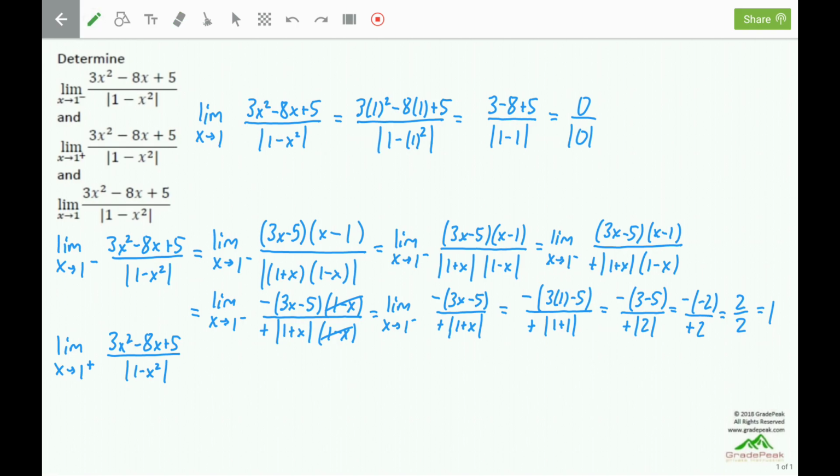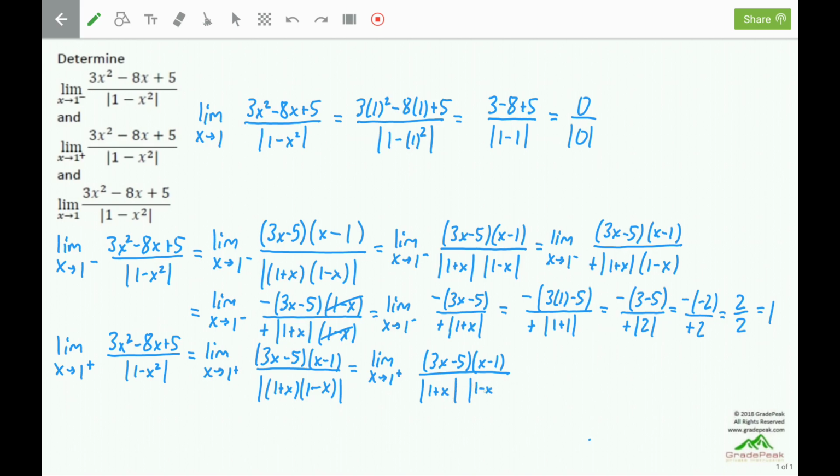Now let's look at the right-sided limit. And it will follow a similar process at the beginning, the factoring. So it'll factor into a 3x minus 5 and an x minus 1 all over an absolute value of a 1 plus x and a 1 minus x for the difference of squares. And the next step, we can take the absolute value of a product and break it into a product of absolute values. So we'll have the 3x minus 5 and the x minus 1 in the numerator don't change. And we'll end up with the absolute value of 1 plus x times the absolute value of 1 minus x.